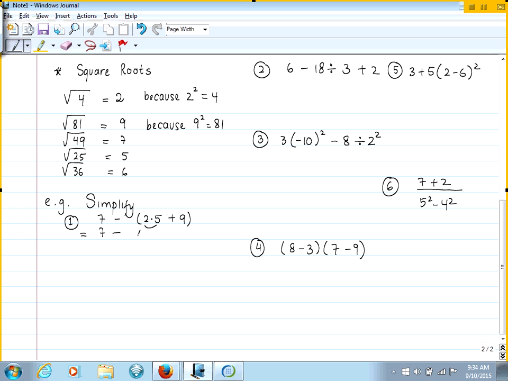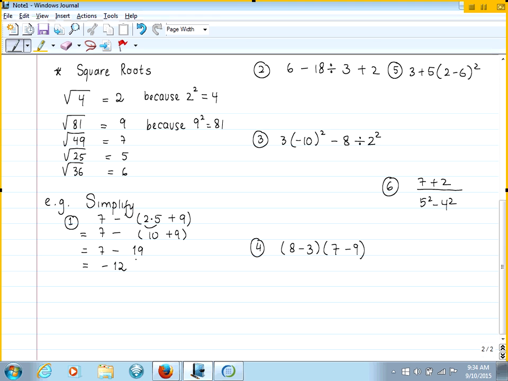But we could do this also. What is 2 times 5? 10 plus 9. Okay, but if you know this is 19, then you can write 19 directly. There's no problem with that. 7 minus 10 plus 9, which is 19. What is 7 minus 19? Negative 12. Finish.